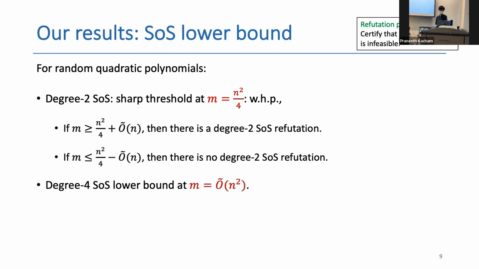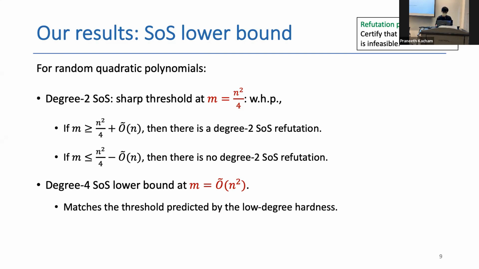And for degree 4 SOS, we prove that when m is roughly n squared, there's a degree 4 SOS lower bound. So degree 4 SOS cannot refute our input system. And just a comment that this matches the threshold predicted by the low degree hardness. I think I didn't mention that an SOS lower bound means that SOS cannot refute the input system.